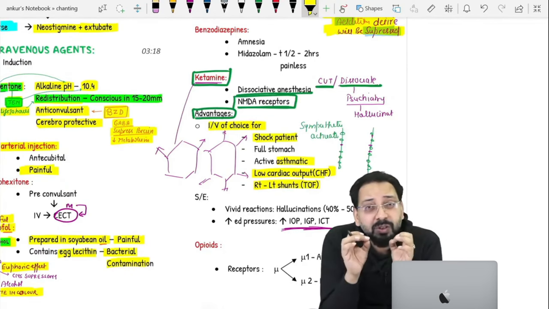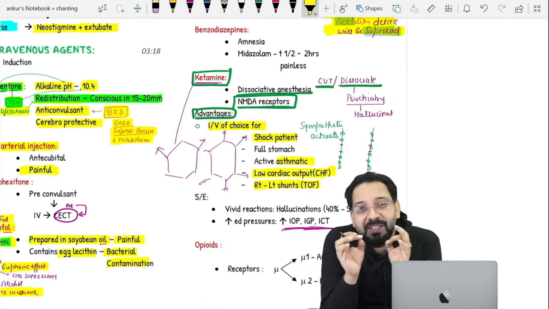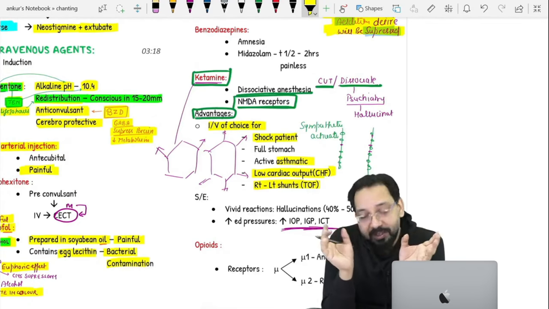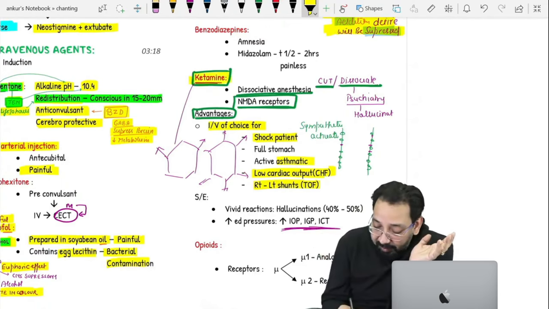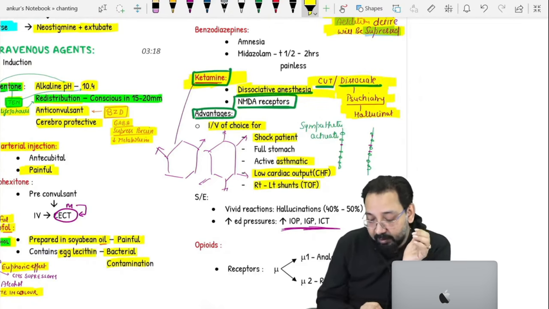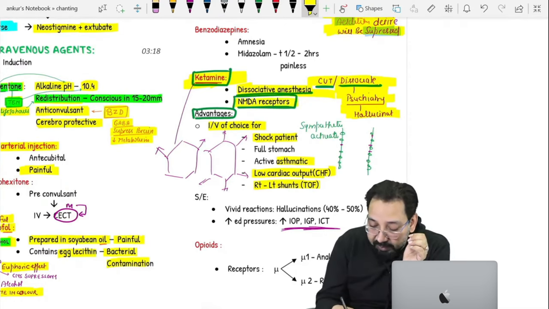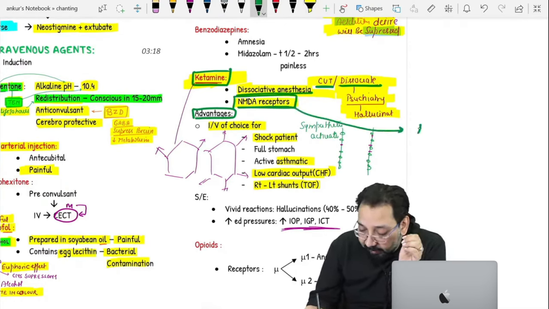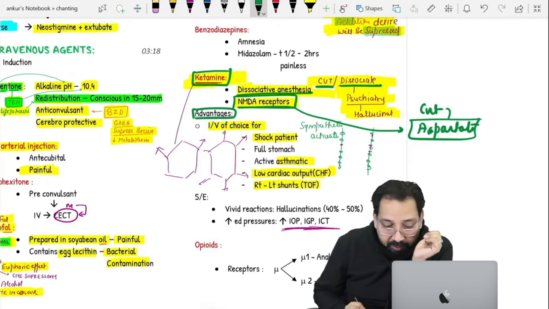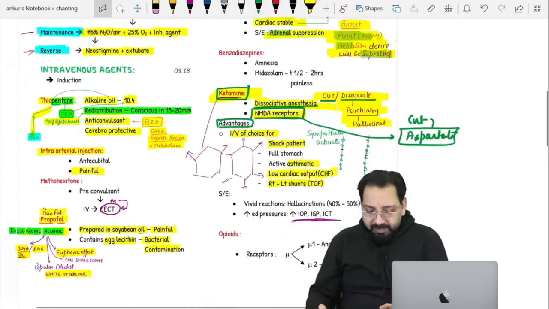And when you think of the word dissociative, immediately psychiatry comes to my mind, and with psychiatry, hallucination comes to my mind. Yes, ketamine is associated with hallucination. So keta, kata, dissociate. If you see NMDA, what is NMDA? N-methyl D-aspartate. You can say cut apart. So you can make many mnemonics for this.